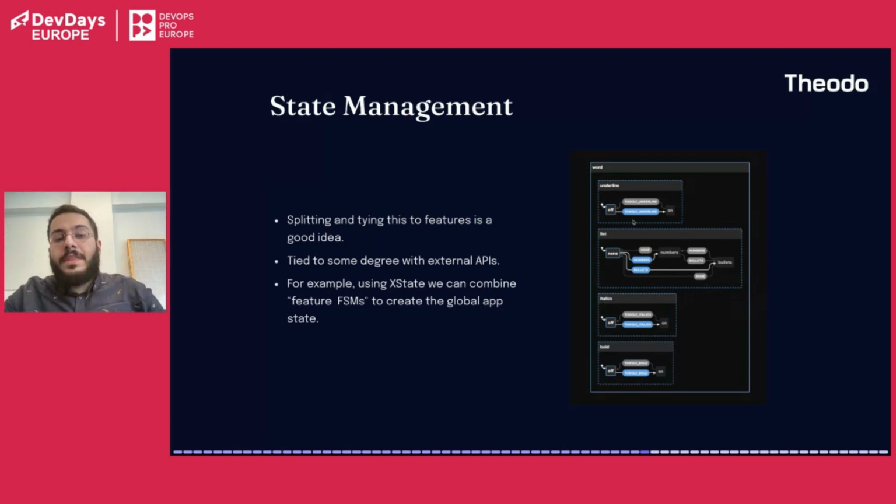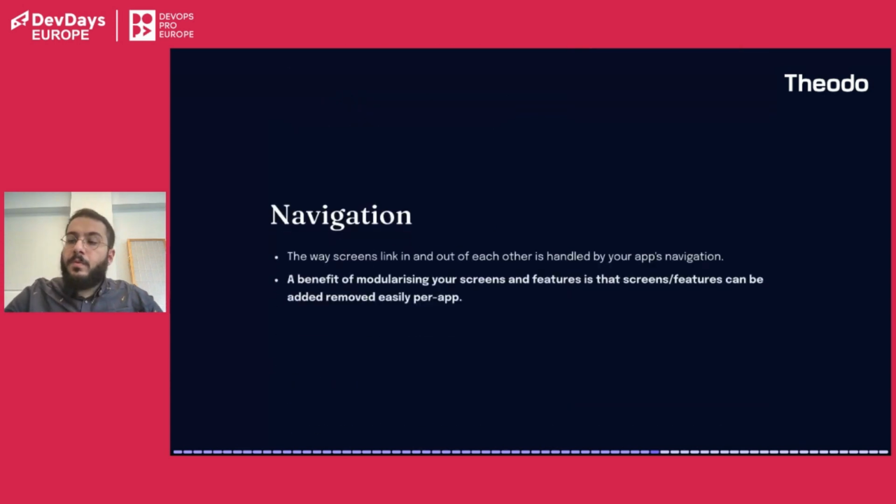So that's one of the things that can be good, because then you're effectively modularizing your screens, you're modularizing your state management. And when you tie these together, you have almost feature modules that are exclusive from each other, which then ties into the navigation. So the added benefit, once you've started to take this modularized approach with your screens, your features, and your state management, is that through navigation, you can effectively add or remove features that are app specific.